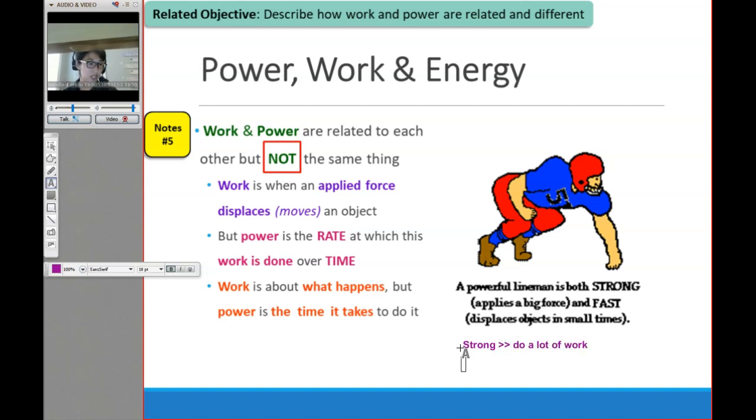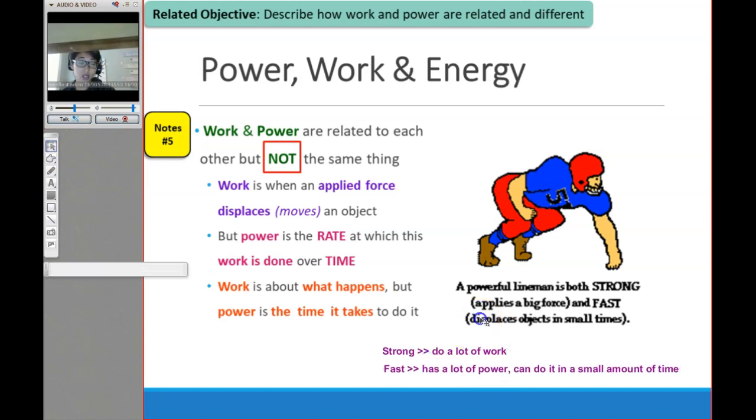But what would happen if he was slow? Would that be useful if he was slow? If he just like walked the field? No, it would not be useful. So he has to be both strong and fast. Strong means he can do a lot of work, but fast means he has a lot of power, can do it fast, in a small amount of time. Give me a smiley face if that makes sense.